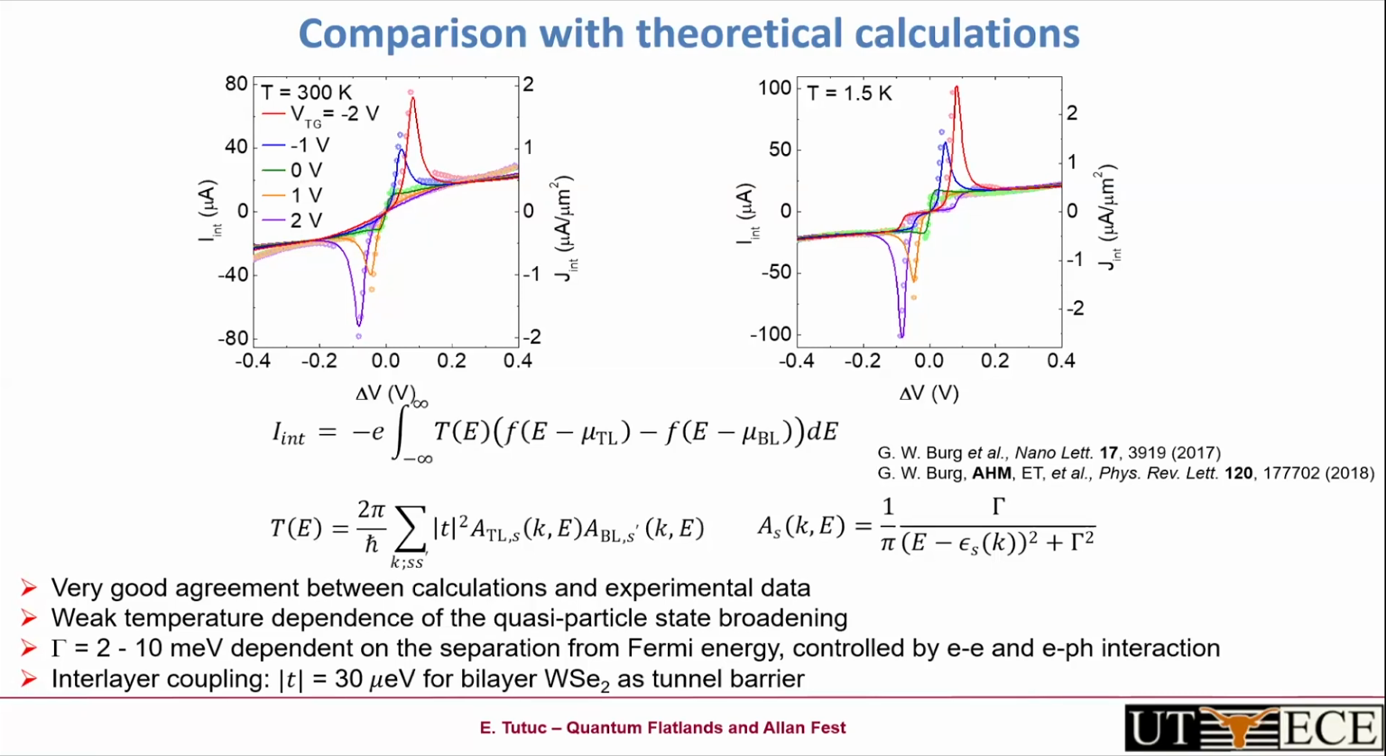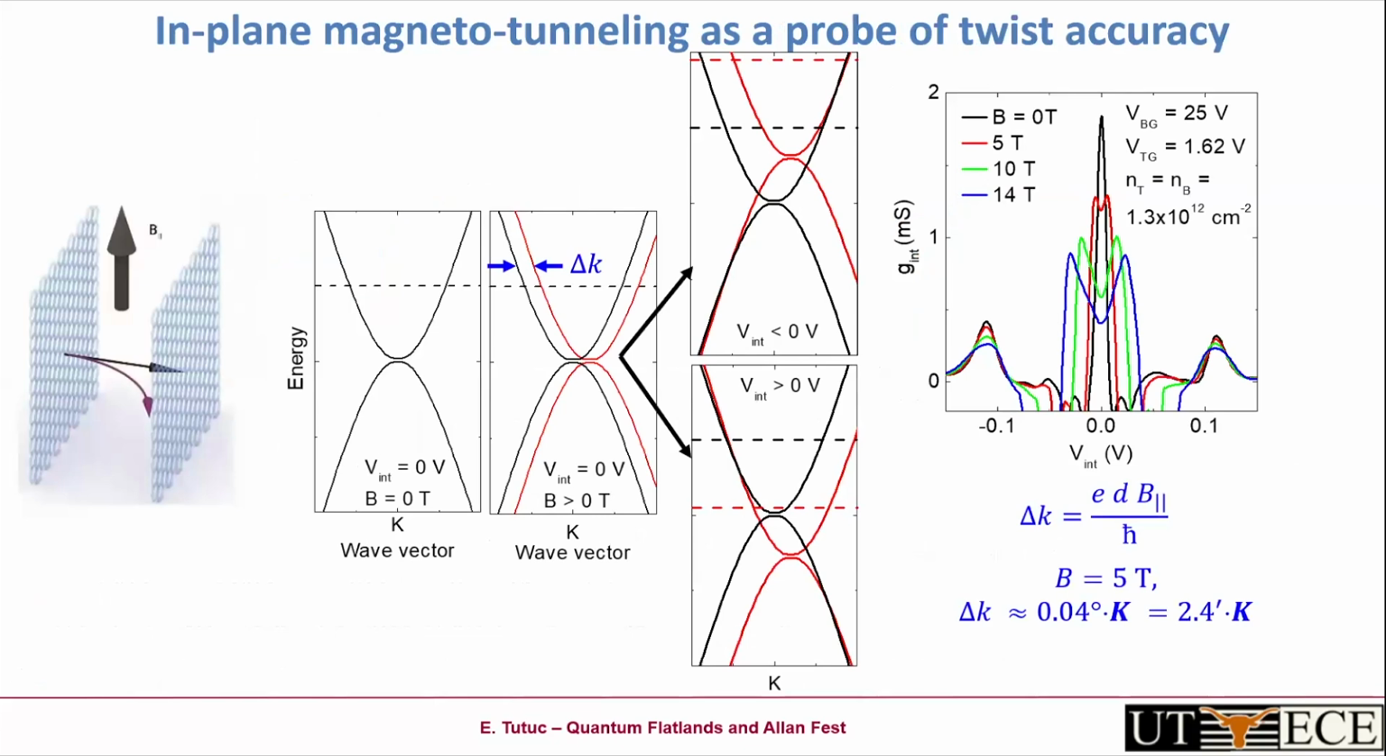So in this sample, the hopping is 30 microelectron volts, small but finite, and gamma is 2 to 10 millielectron volts. All right. So this is good. This is a sort of textbook sample. We're satisfied with this. Let's also test the twist control. So what we can do is apply an in-plane magnetic field, and an in-plane magnetic field in tunneling is equivalent to a momentum shift. That momentum shift is shown here, with in-plane magnetic field B. D is the distance between the layers.